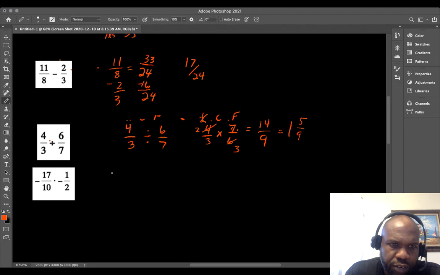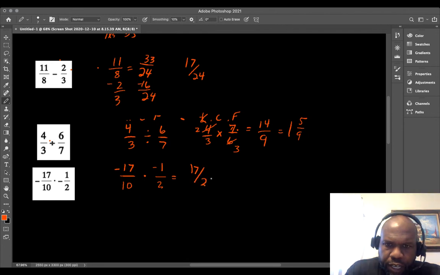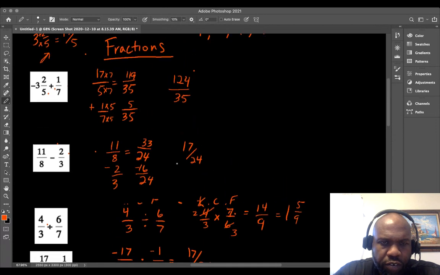All right, so let's look at the last one, which is multiplication. We're multiplying 17 over 10 by negative 1/2. So that equals 17 over 20. That would be the answer to that question, 17 over 20. Again, just multiply across. That's the easiest one to do. Get your answer as you go along, and then simplify if you need to.